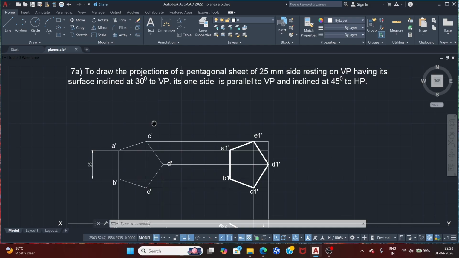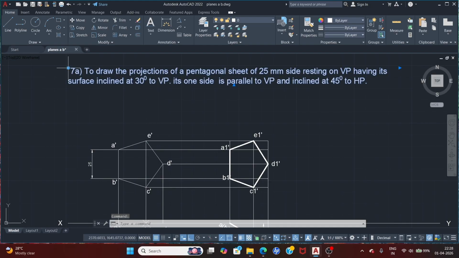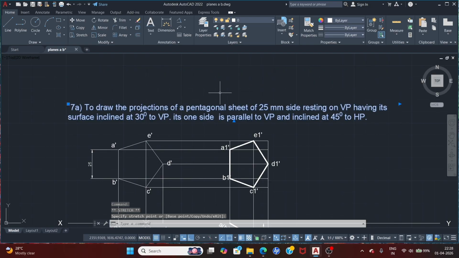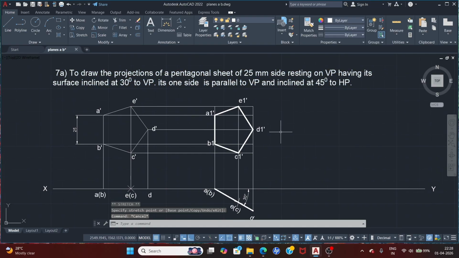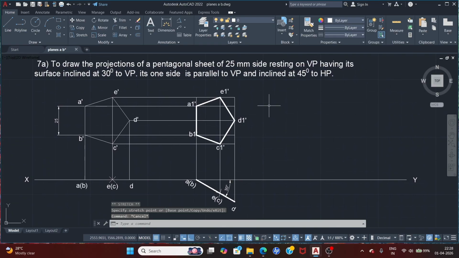So all of you observe the screen. So here the question is, 30 degrees to VP, 45 degrees to HP. So 30 degrees to VP drawing completed, and now 45 degrees to HP. So why we need to start the drawing with respect to VP drawing means here the surface is inclined to VP. So that's why we need to start the drawing with respect to the VP angle. Okay, so we have to start the drawing at front view and then rotate the straight line with the HP angle.